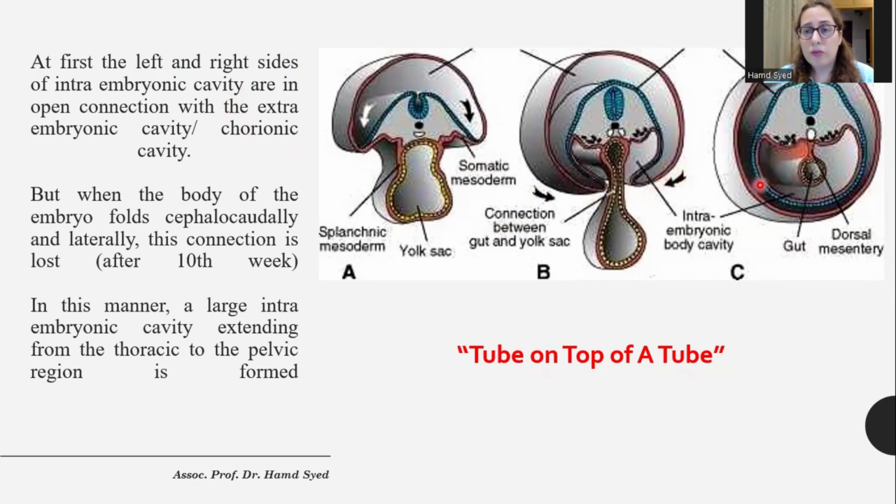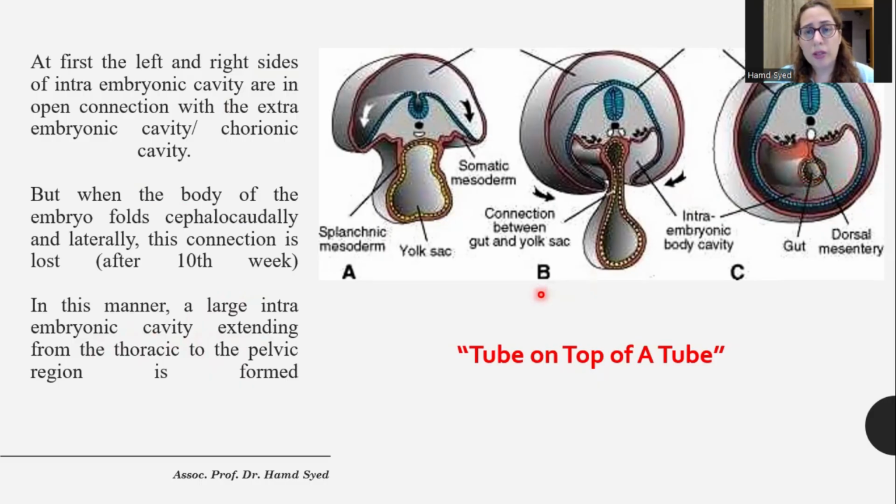And because of that closure of the ventral body wall, you can see, now over here, a large intraembryonic cavity extending from the thoracic to the pelvic region is formed. So over here, this is the abdominal portion of that intraembryonic body cavity, which is the primitive body cavity. This is the portion which is surrounding the gut tube. This is the portion of that cavity.